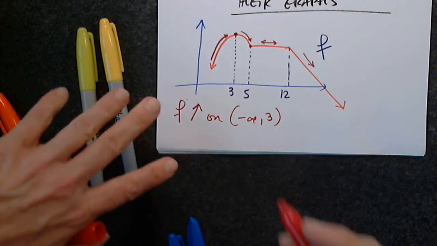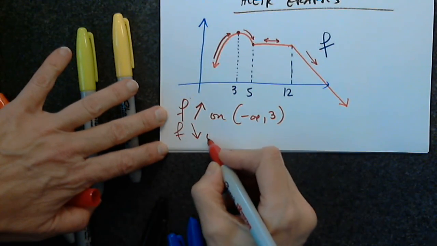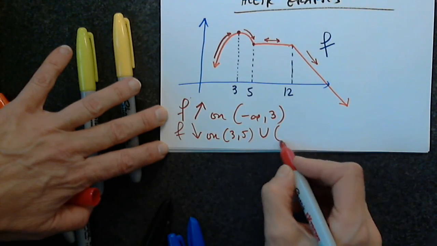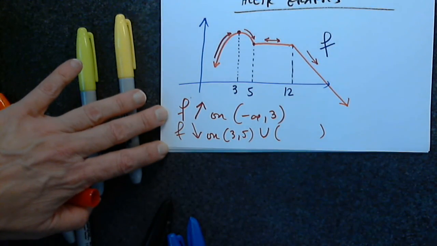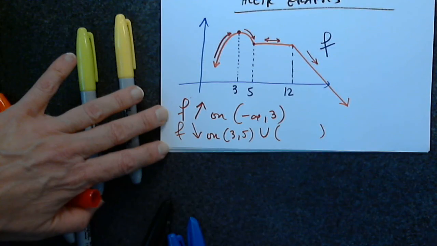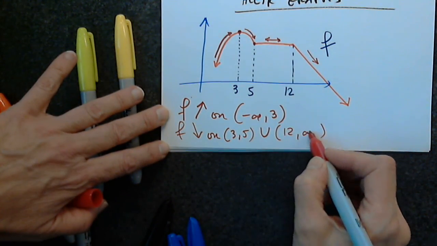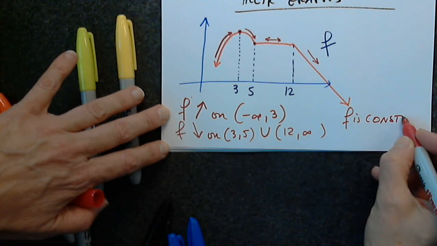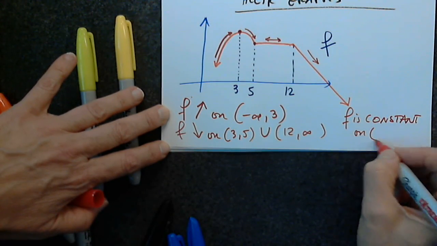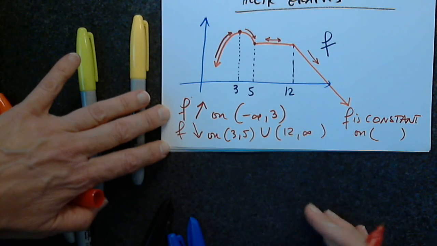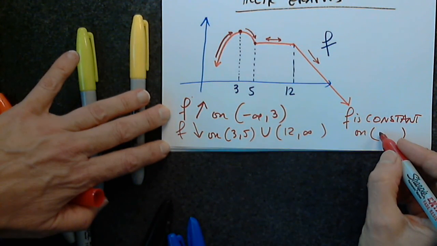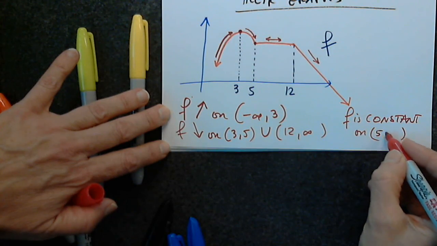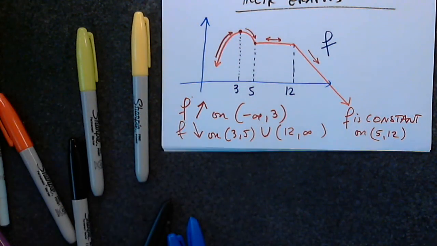So now the function is decreasing on the interval 3, 5 union. Can anyone give us the other interval so we don't have to write it twice? 12, infinity. Exactly. And the last thing I have to write, the function is constant on the interval 5, 12. Very good.